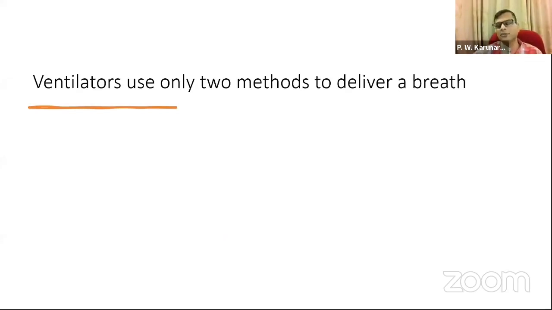I'm not going into details. I'm just going to simply say there are two main methods a ventilator can deliver a breath. One is called volume control, where the ventilator tries to deliver a certain volume. Basically, it's by adjusting the flow and the time, but we forget about those things.